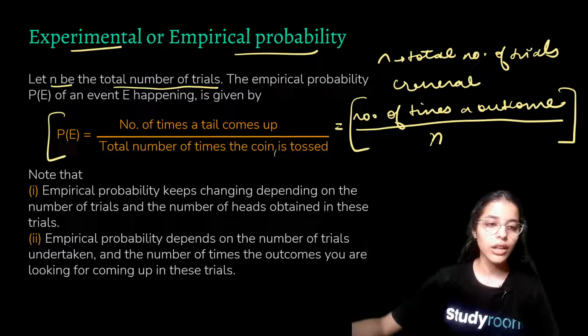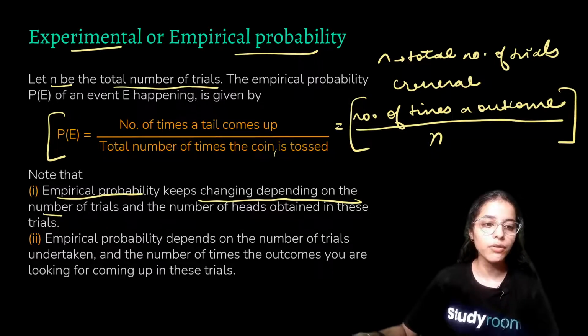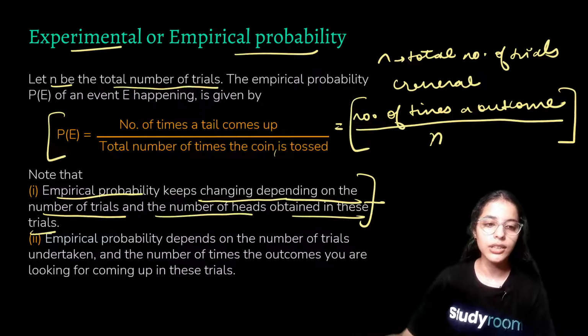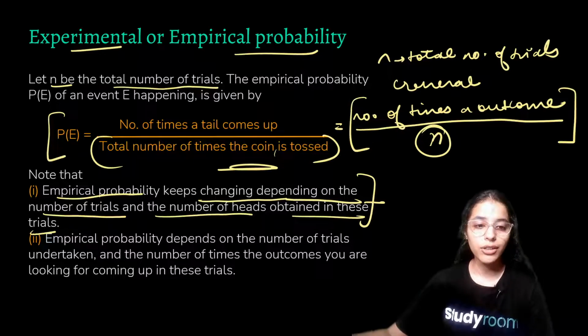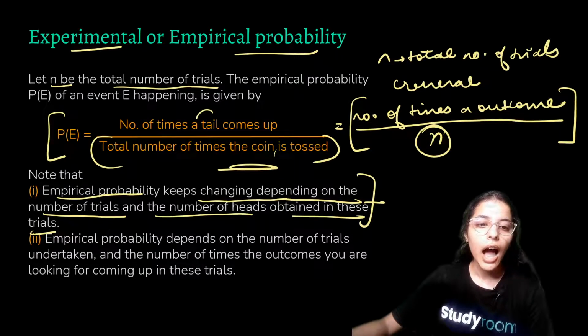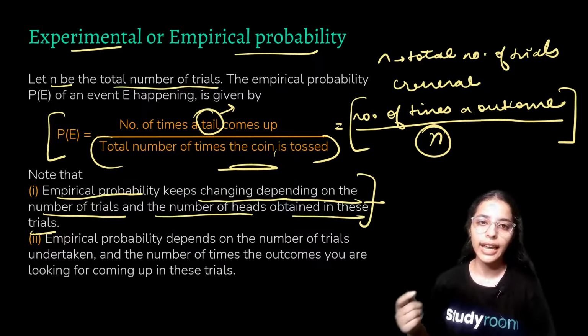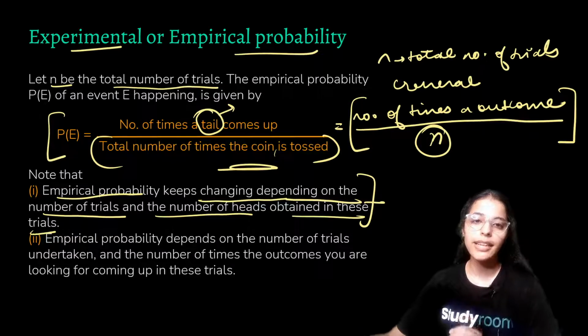So now let us note that empirical probability keeps changing depending on the number of trials and the number of heads obtained in these trials. Now, empirical probability, this is very obvious that it will keep on changing depending on the number of trials that we have performed, that is n, right? And also it will keep on changing based on the number of heads that we have got, even if our probability is of tails, because we know that the more the number of heads we get, the lesser would be our tails. So that is why the outcomes are dependent on one another.